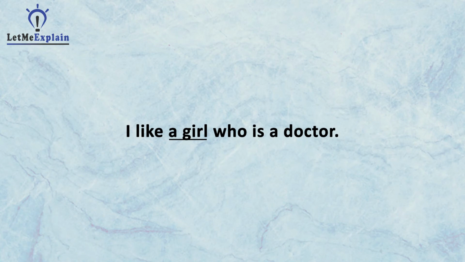For example, this is the boy who broke the window. So actually the boy broke the window, and this is the boy. So who refers to that boy who broke the window. I like a girl who is a doctor. So that girl is a doctor and I like that girl. So this is the girl who is a doctor. So who refers to the girl.